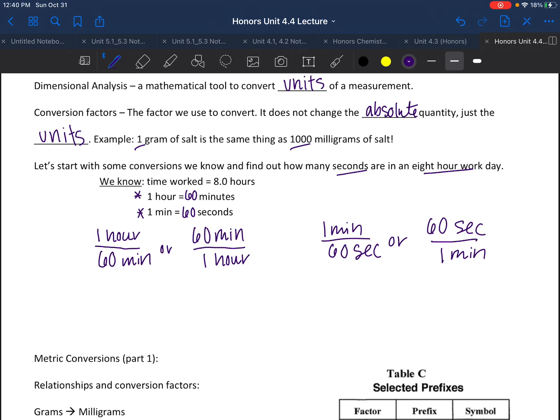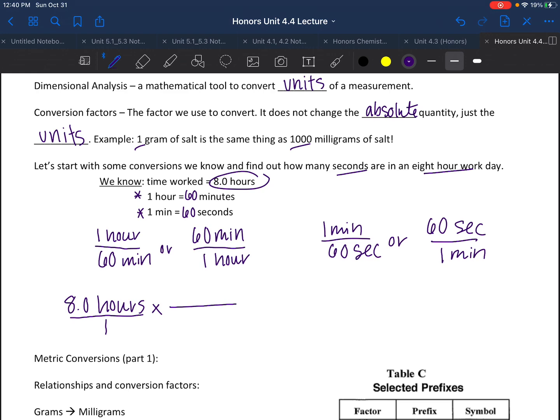So how I would start my problem is start with what we know. We know we have 8 hours. That's our only value given. And so I start with my 8 hours, and I'm going to get ready to multiply by a conversion fraction. One thing I want you guys to think about: put your first value over 1. If it just has 1 unit, it's just over 1. This will help you realize that hours is actually in the numerator.